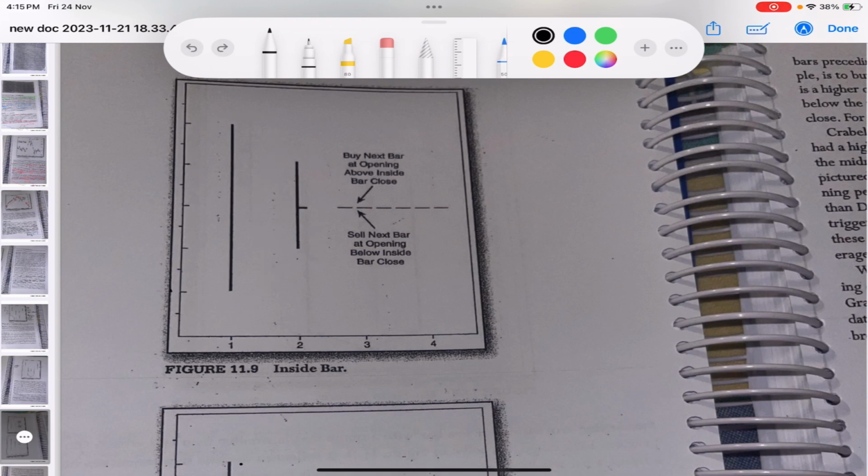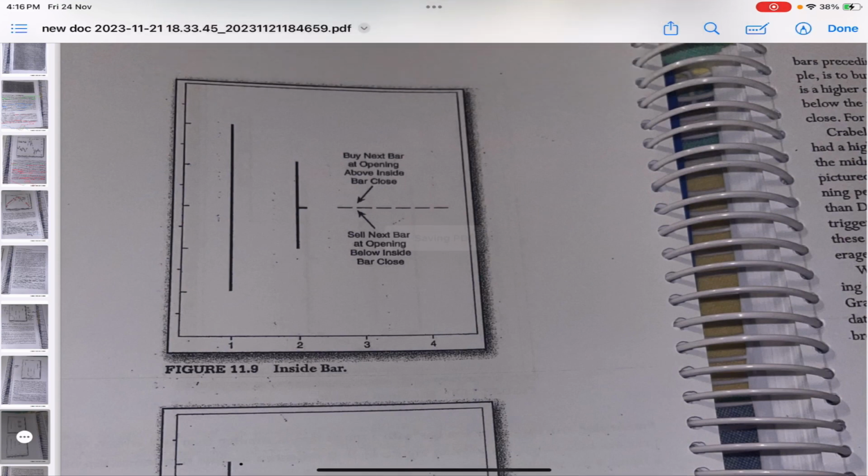And you can see: buy next bar at opening above the inside candle close, sell below the inside candle close. So now next day, wherever the candle opens, you will enter over there. If the candle goes above the close, you will buy upside. If the candle goes below the close, you will sell downside. That is how you are going to basically trade an inside candle.